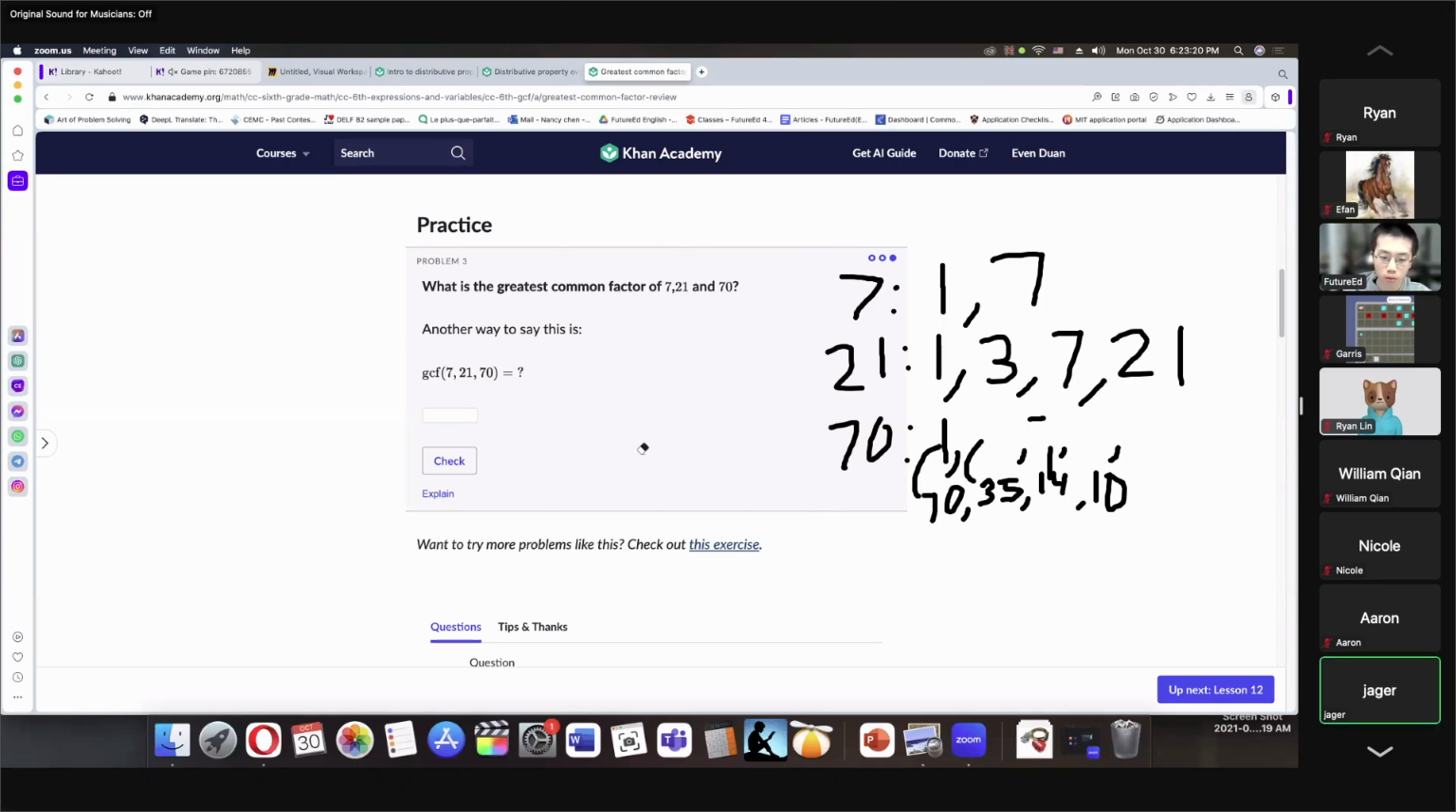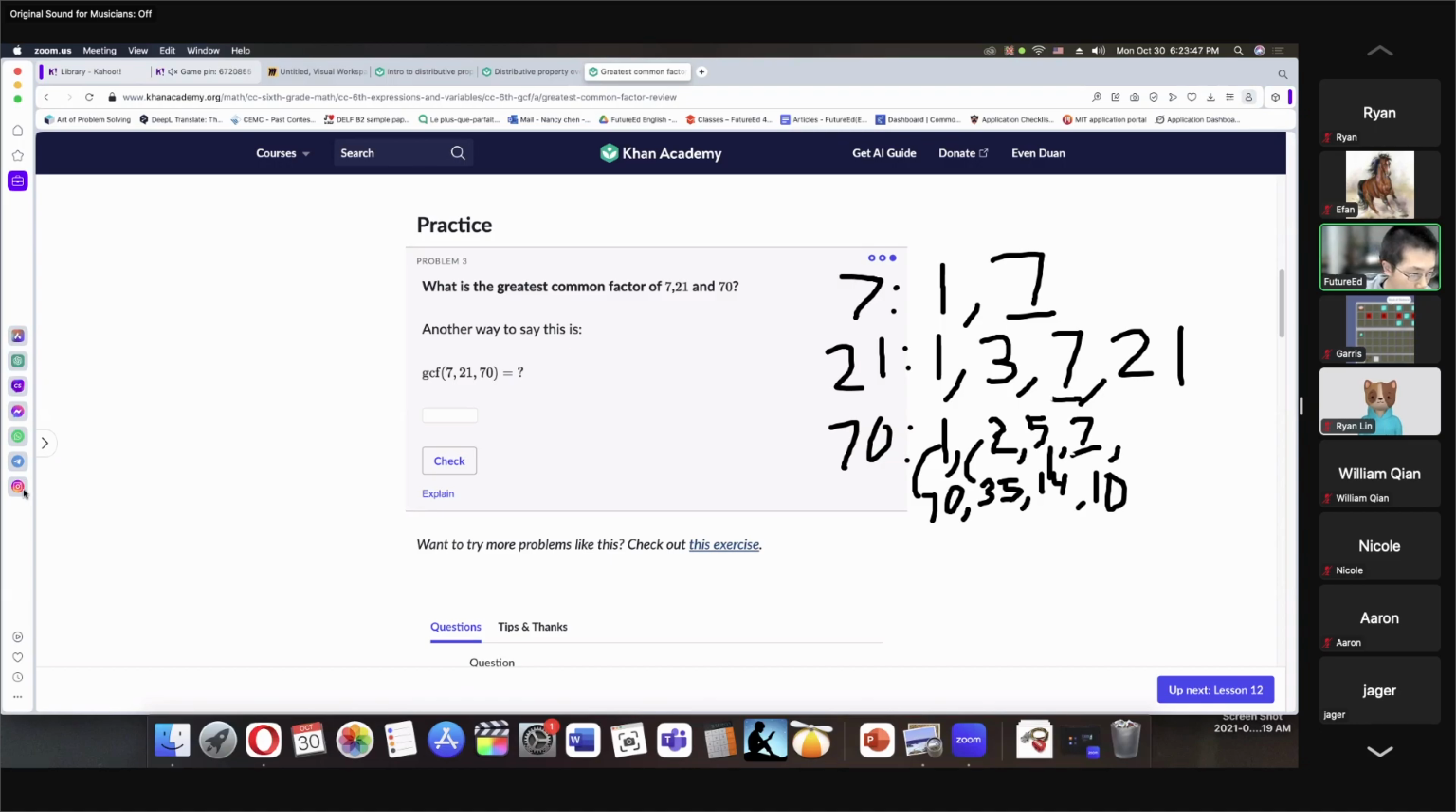Why is it 7? 7 has a 7. 21 has a 7. 70 has a 7. Exactly. So 7 has a 7, 21 has a 7, 70 also has a 7. So in this case, we know that 7 is going to be our answer.